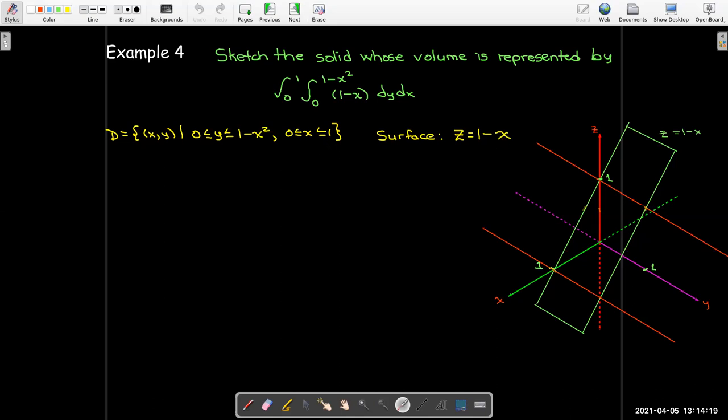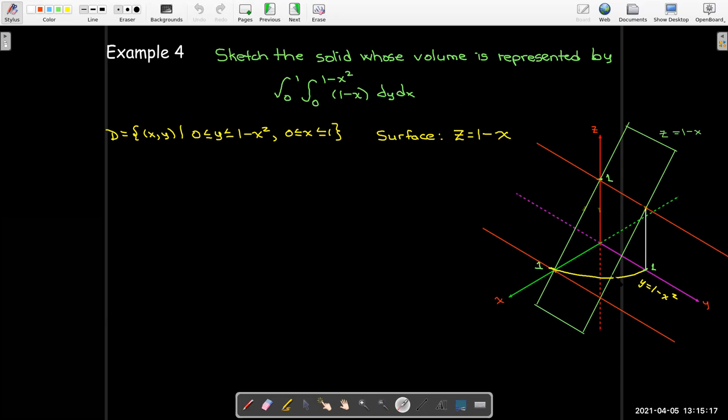So I'm going to try to draw a plane, 1 minus x. So here I have my x, y, and z axes. And so I know that my plane is going to intersect z when z equals 1. And then if x and y are 0, then x is going to be 1. So we have this green rectangle or parallelogram representing the plane z equals 1 minus x. Now our domain is a parabola, but I'm only going to draw half the parabola, the y equals 1 minus x squared, because I'm only interested in the portion where x goes from 0 to 1.